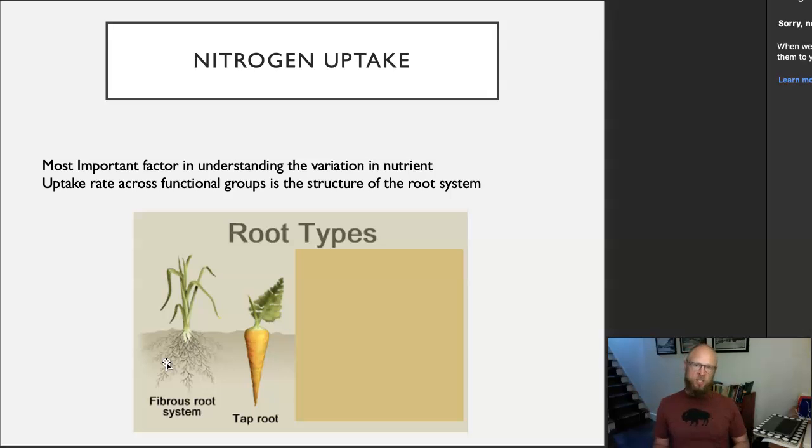That surface area is important because the main component in taking up nutrients is just having your root come in contact with a nutrient. And the more surface area a plant has in the soil, the more likely it is to run into those nutrients and be able to take them in. So plants want a root system with a really large surface area.